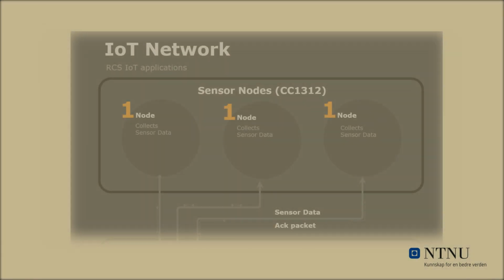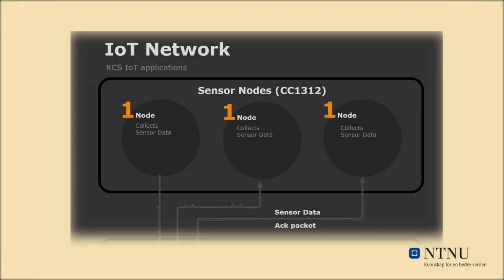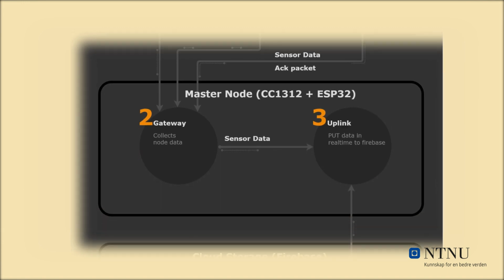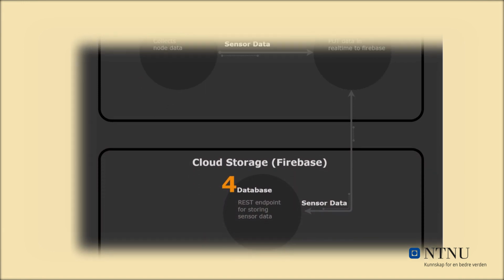The ESP32 is an integral part of the system, acting as the uplink between the gateway and the database. This means that it carries the data received from the gateway over to Firebase by processing and formatting it for further usage by the Firebase database.